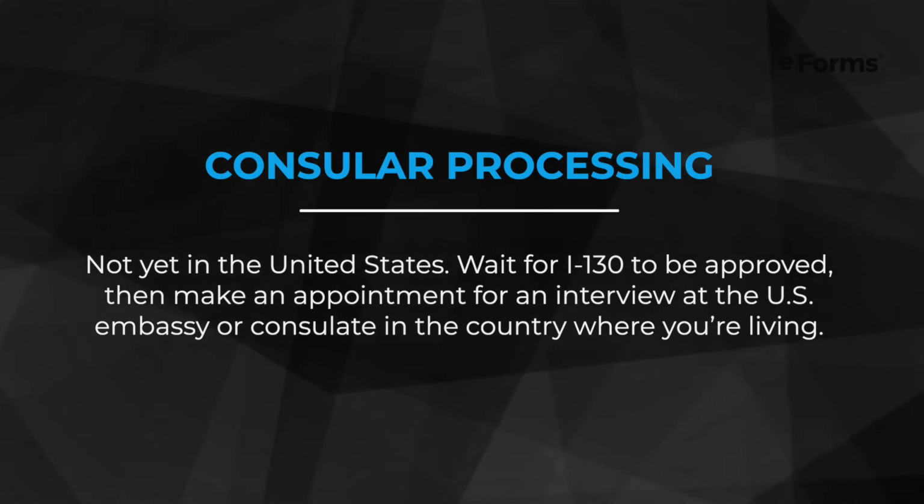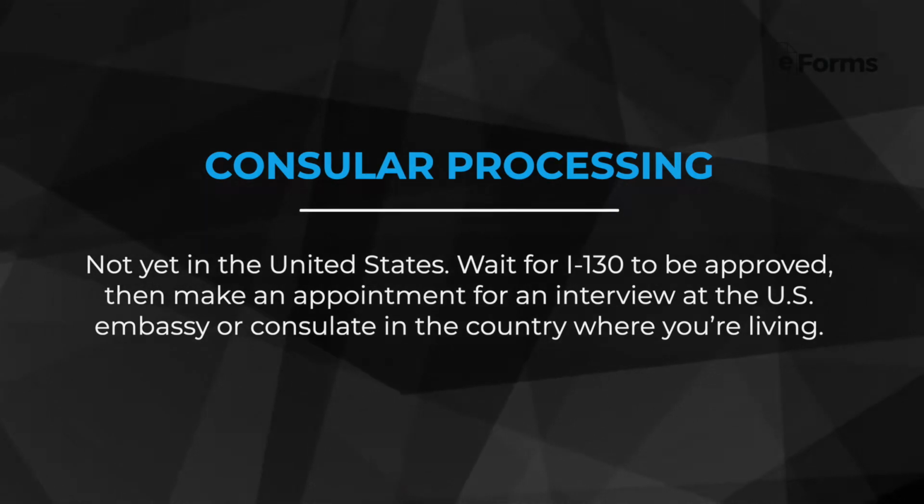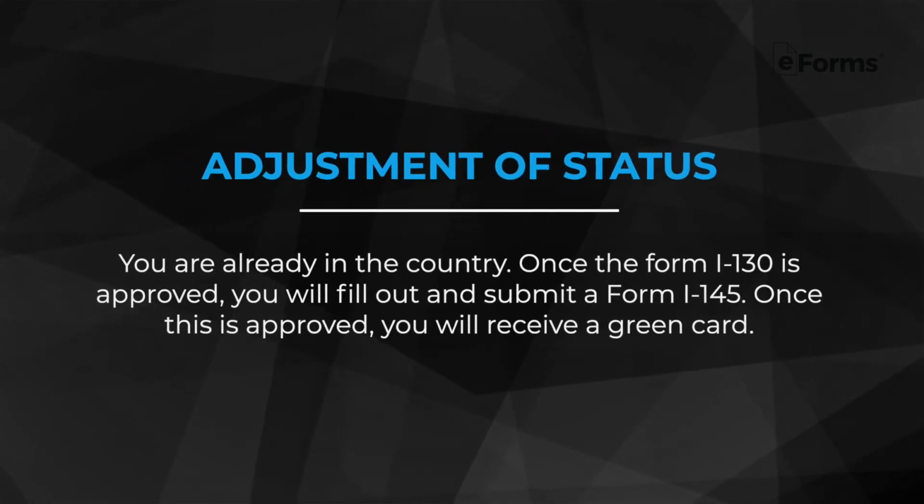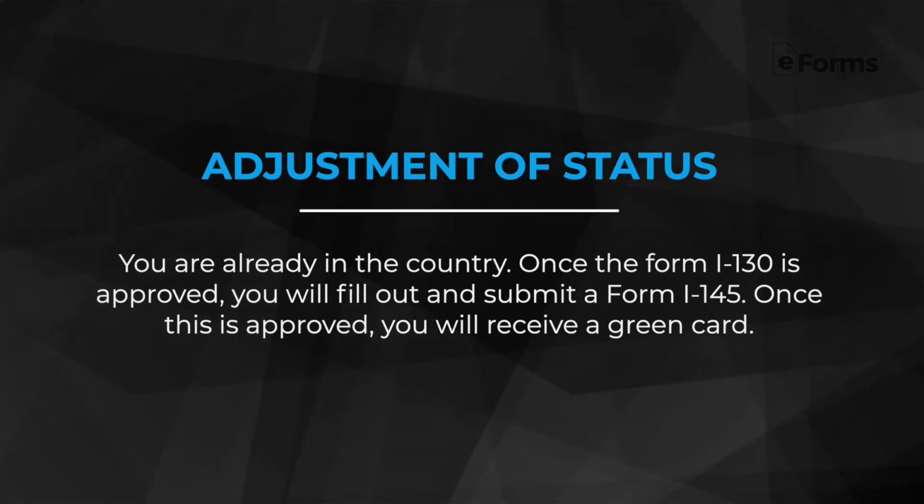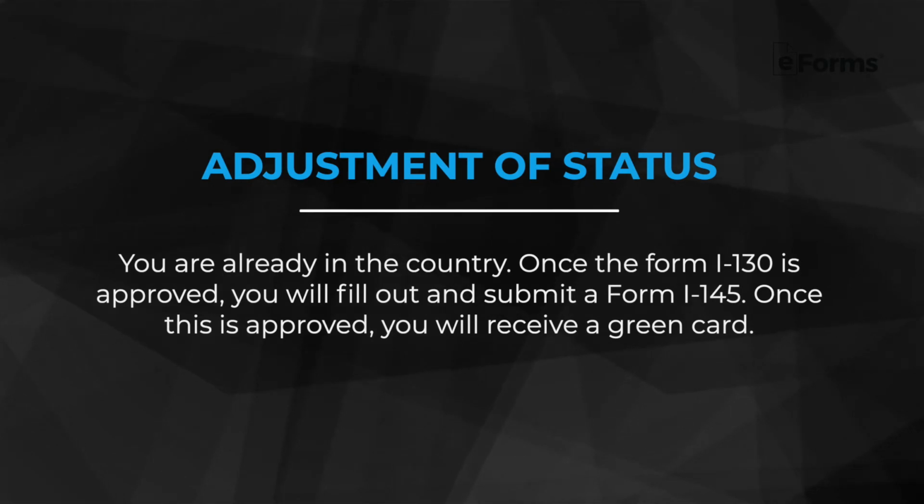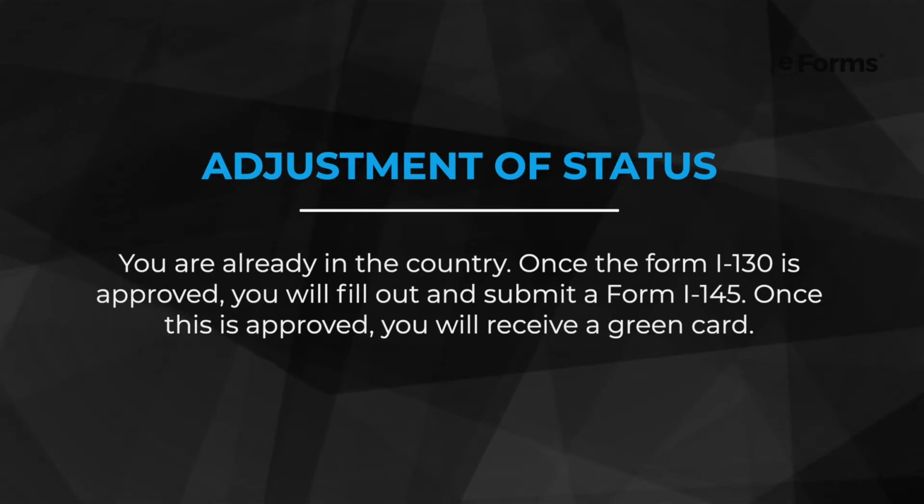Once it is, you'll be notified and you will be set up with an appointment for an interview at the US Embassy or consulate in the country where you are living. The office will decide whether to grant you a visa that will let you come to the United States, where you will receive your green card. If you are a beneficiary and are already in the United States, you will go through adjustment of status. This requires filing a Form I-485. Unlike Form I-130, which is done by the petitioner, the beneficiary fills out the Form I-485. Once approved, you will receive your green card.